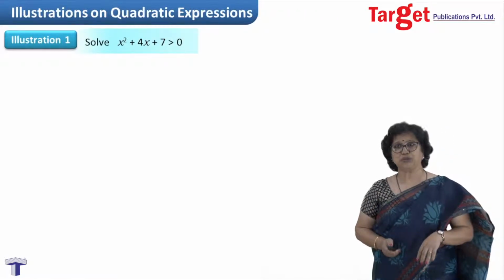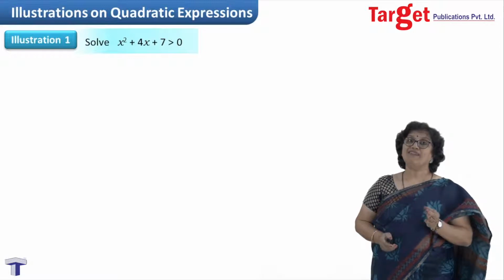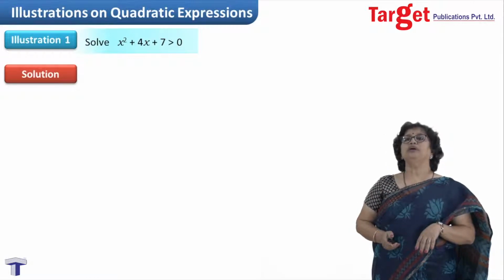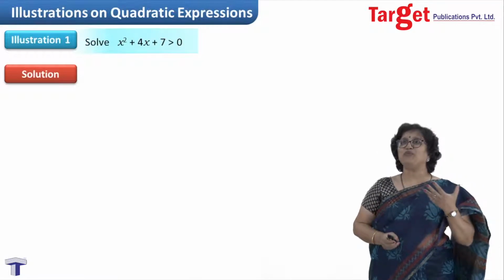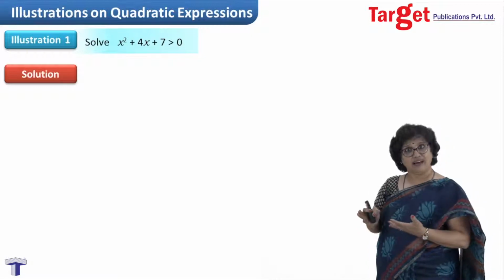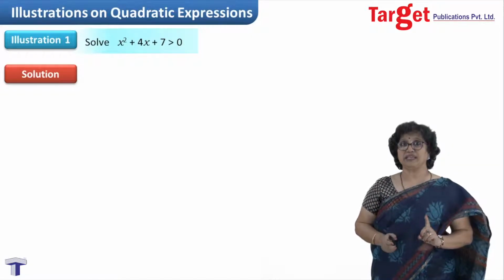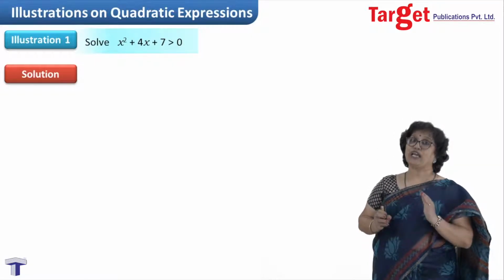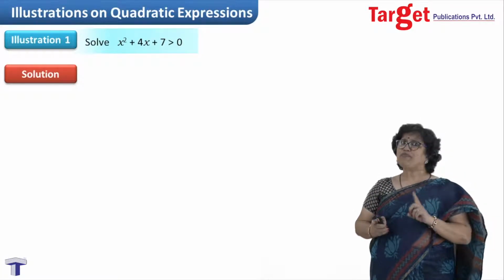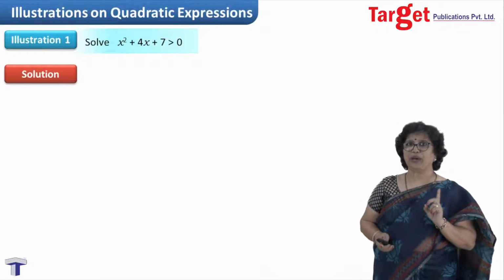We start with the first one: solve x square plus 4x plus 7 greater than 0. Now, when you see this, I'm sure some of you may wonder that this is an equation. I mean, what is it doing here? But then the left hand side expression is a quadratic expression. So actually, my idea by taking this is to keep revisiting the previous topics that you have done.